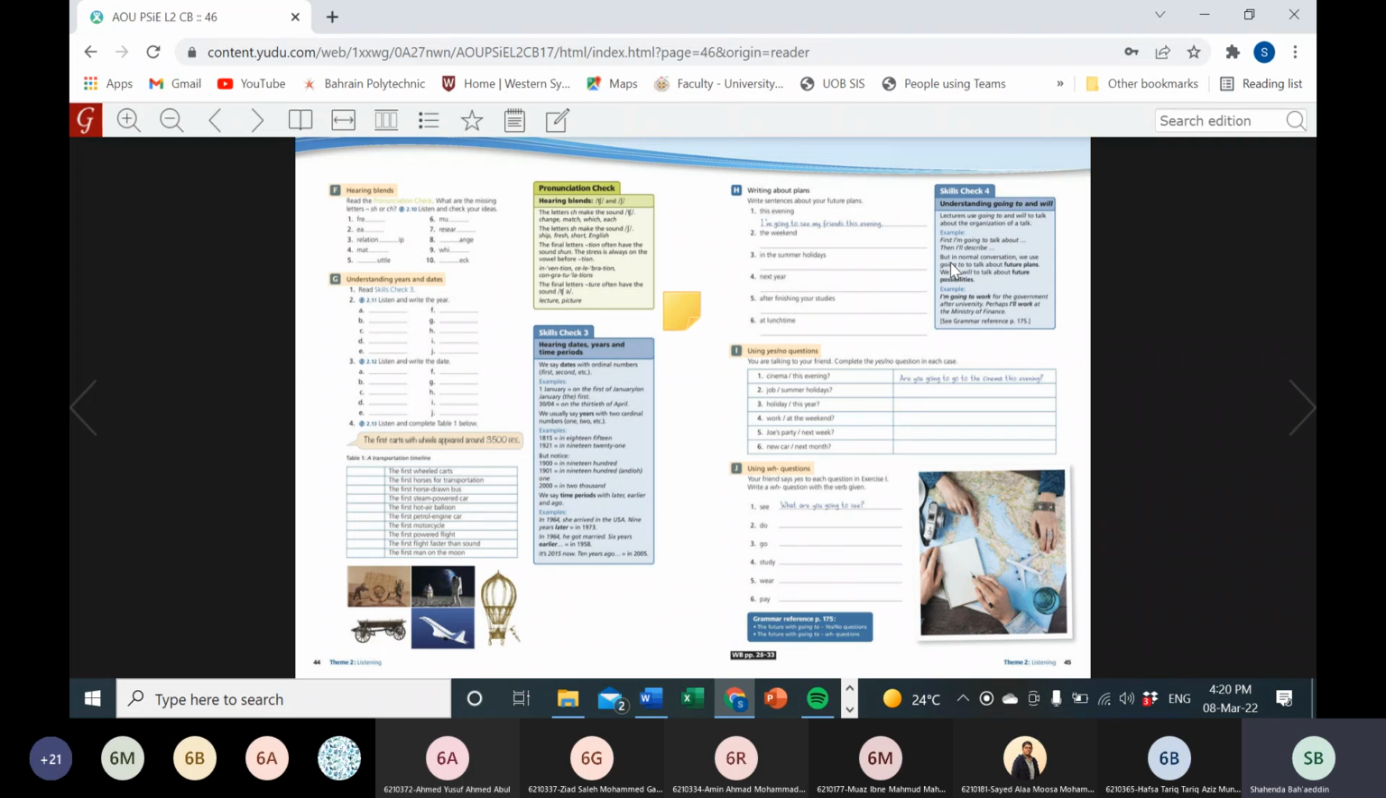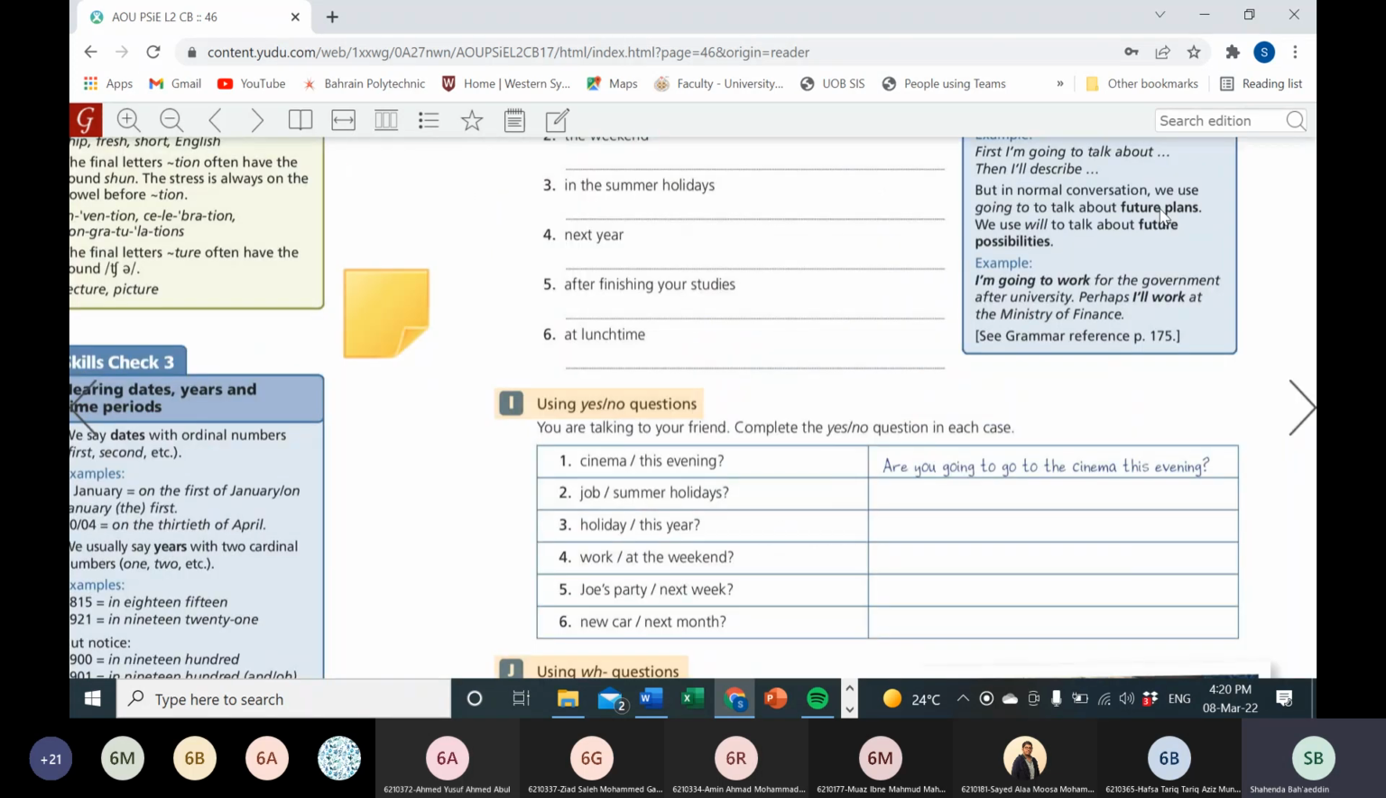So actually, in normal conversations, we use going to and will like this. But to make this slight difference so that you don't get confused, we will add this point: in normal conversations, we use going to talk about future plans. We will use will to talk about future possibilities. So for example, when I say I'm going to work for the government after university, this is my plan.